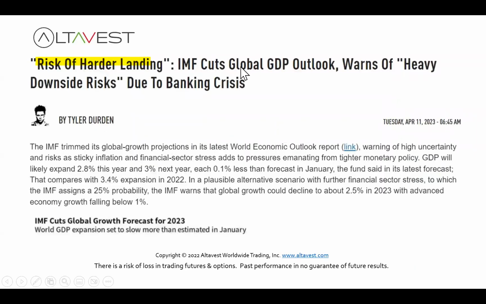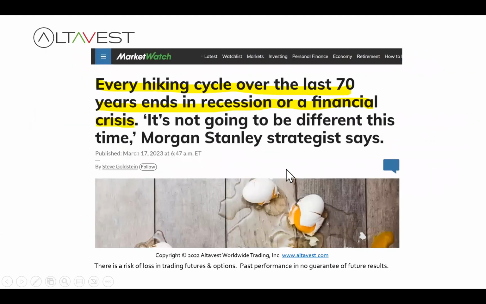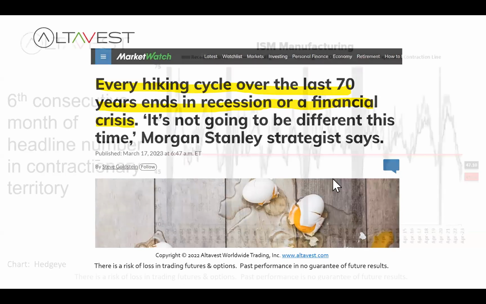The IMF cut its global GDP outlook, warns of heavy downside risk, a risk of a harder landing. That's just a few weeks ago. This is interesting here. Morgan Stanley points out every hiking cycle over the last 70 years ends in recession or a financial crisis. Well, you saw what happened to First Republic. That's right. And there is a crisis. It's not going away yet. It gets quiet for a week or two, and someone like Jamie Dimon at JPM gets all the assets and just gets more powerful. But there's a lot more banks to follow, in my opinion.